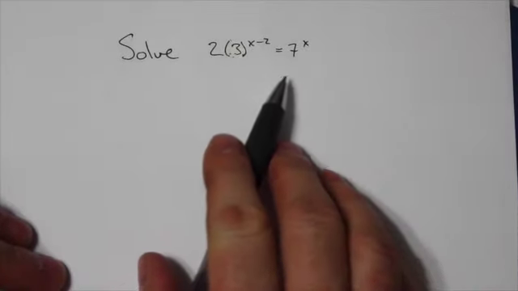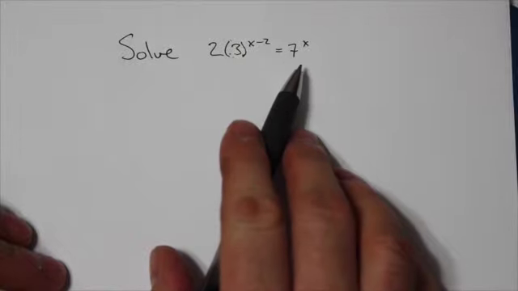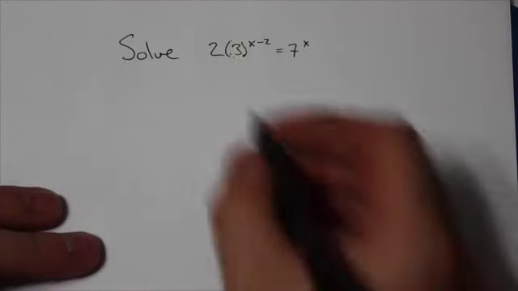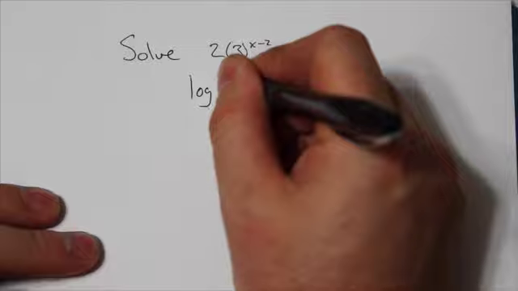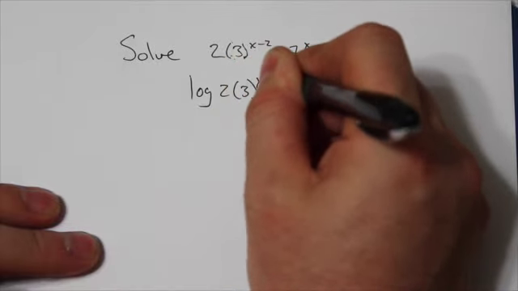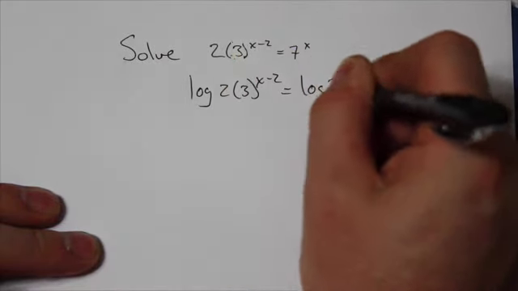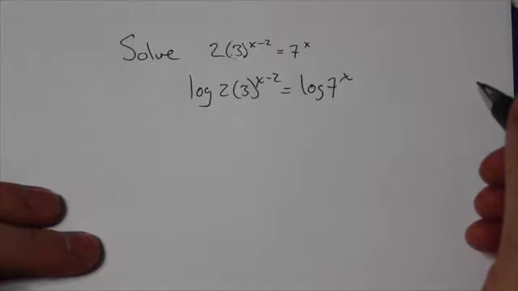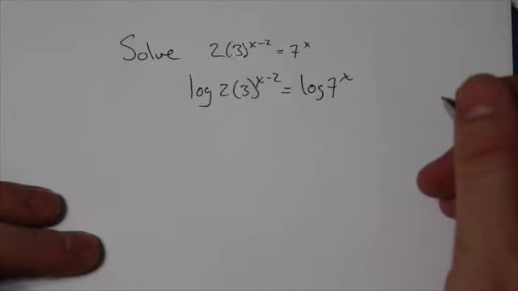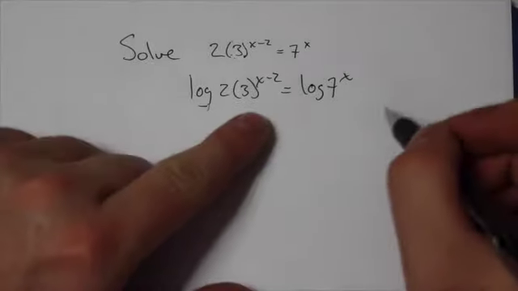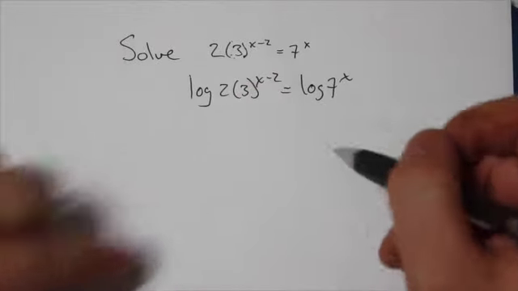We can see right now this is an exponential problem with two different bases. So what I'm going to do here is take the logarithm of both sides, and I think that makes sense as our first move. Now, typically the reason I take the logarithm is so that I can bring the exponent down.